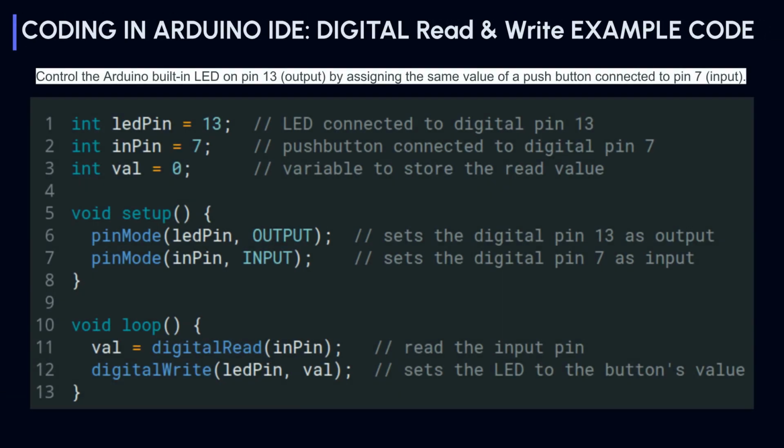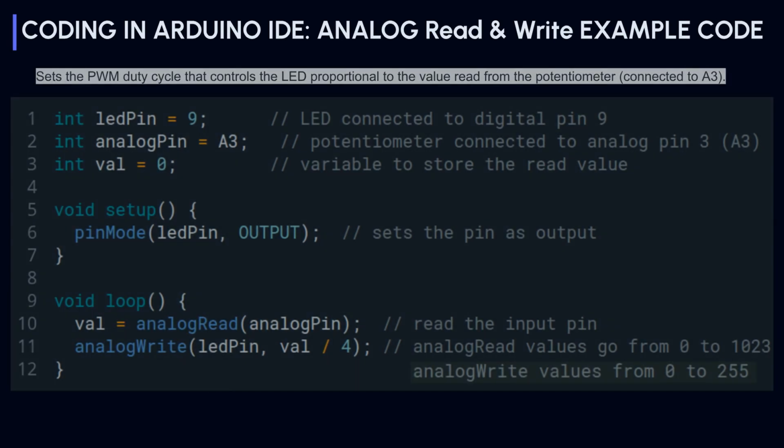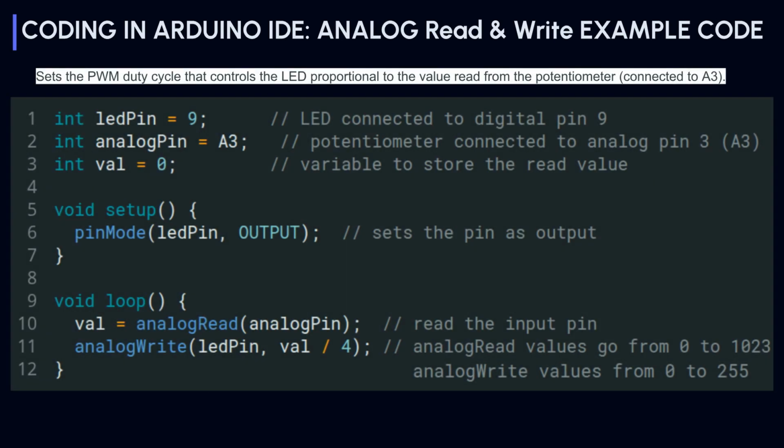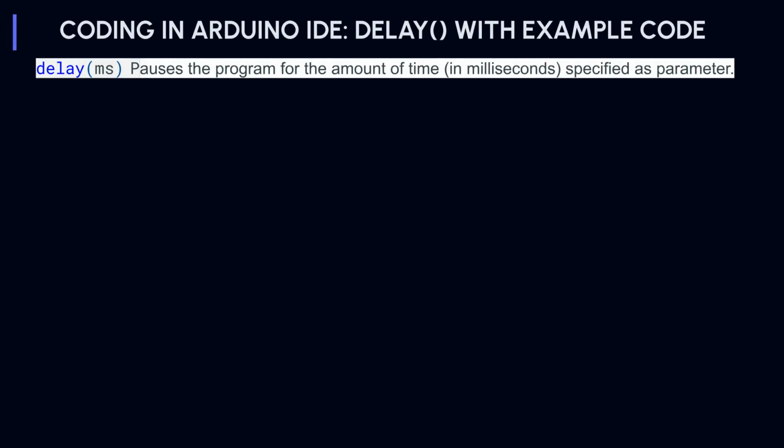This example demonstrates digitalRead and digitalWrite, where a push-button state is read from pin 7 and used to control the built-in LED on pin 13. Here is an example for analog I/O. The PWM duty cycle of an LED is set proportional to the analog value read from a potentiometer connected to analog pin A3. The delay(ms) function pauses the program for the specified amount of milliseconds.